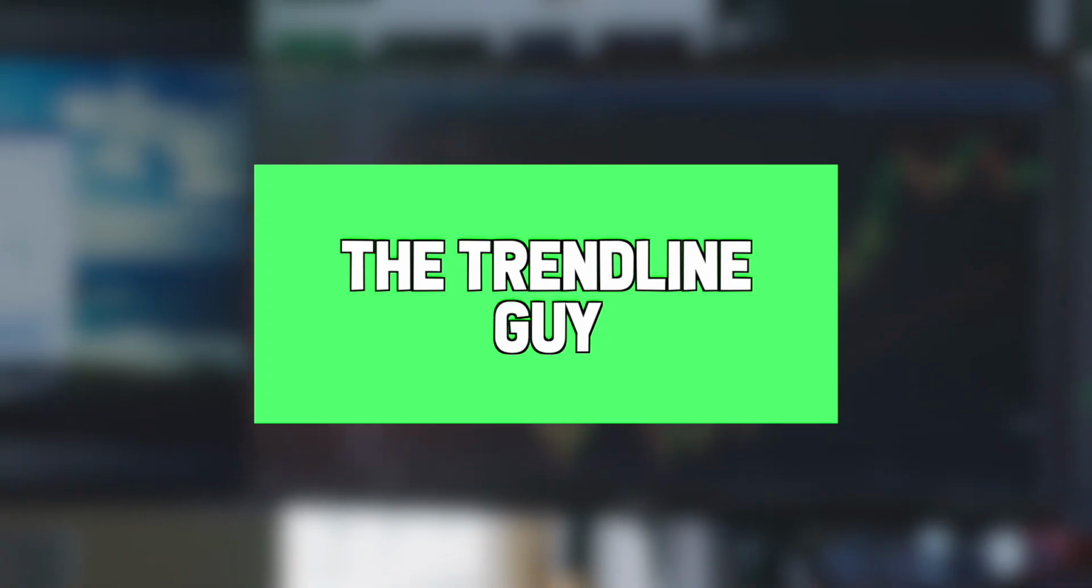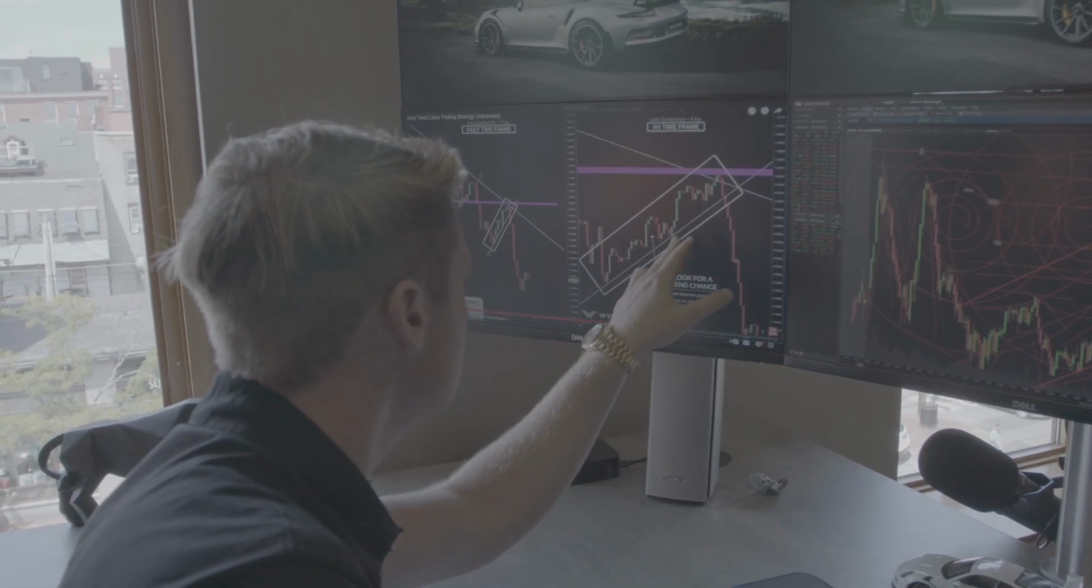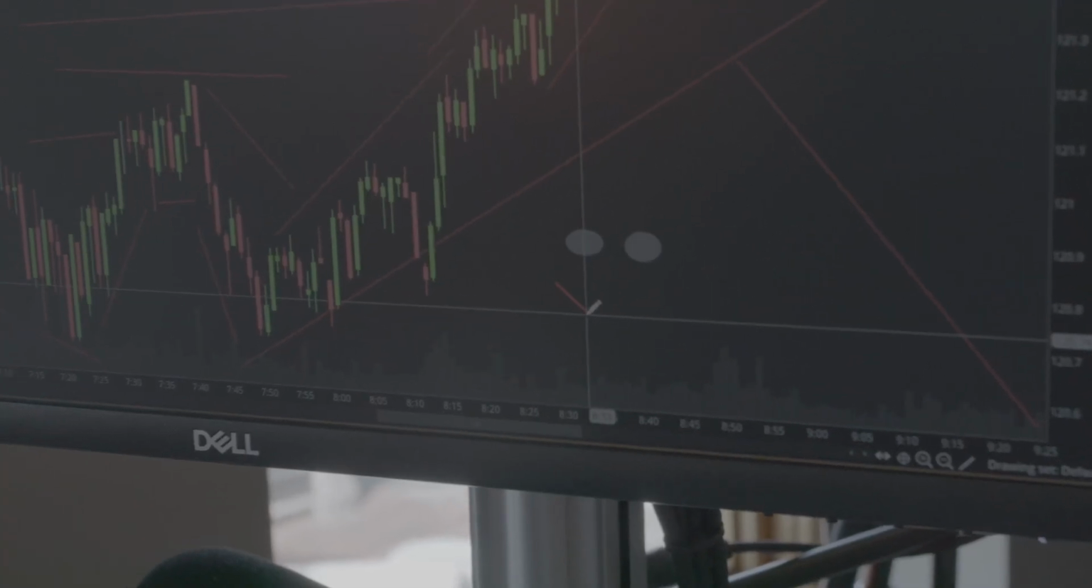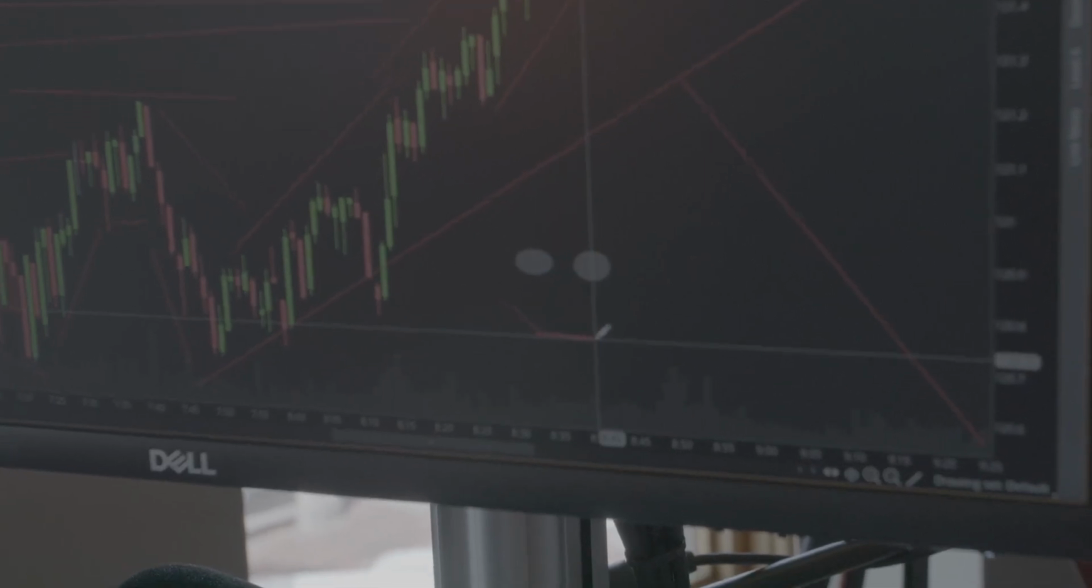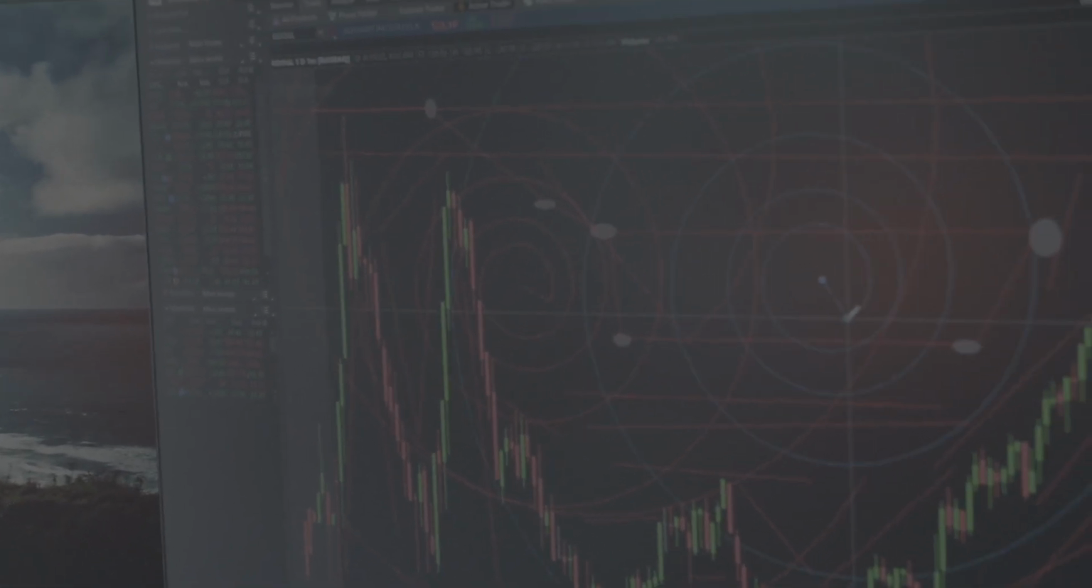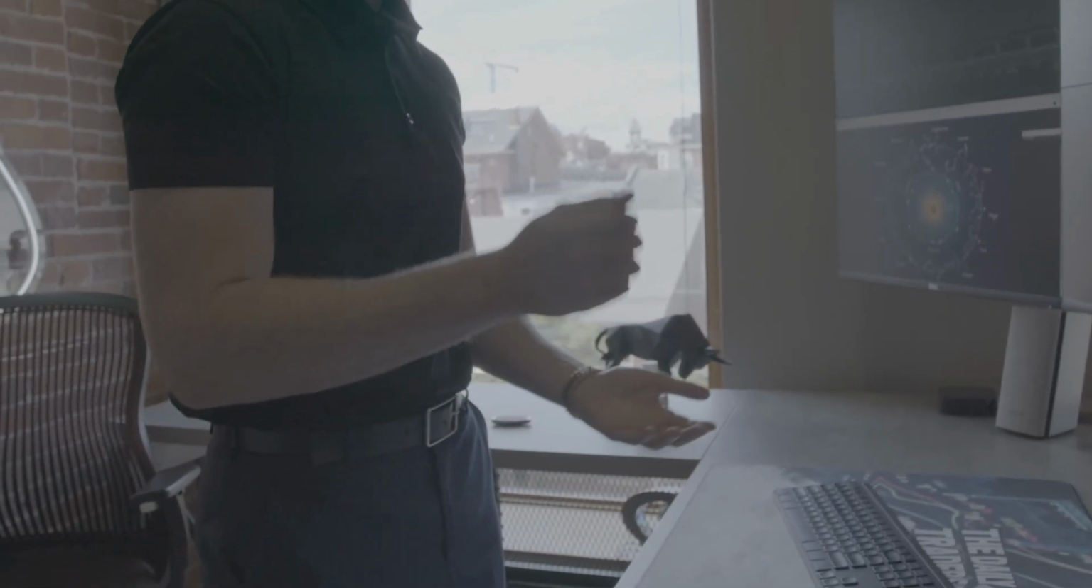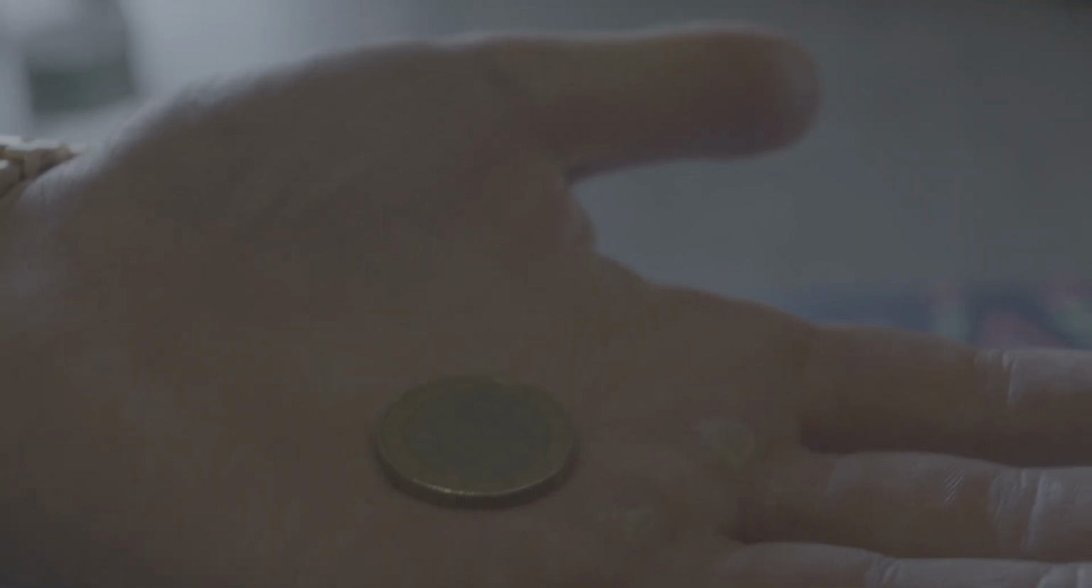The trendline guy. You just finished watching a YouTube video tutorial on trend lines. You now make it your life's mission to fill every inch of your chart with these little red lines. Little do you know you'd be just as well off flipping a coin.